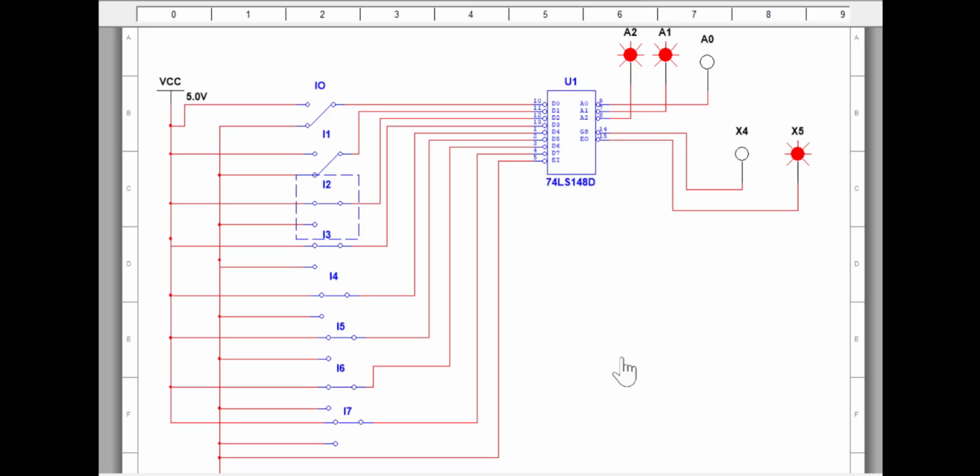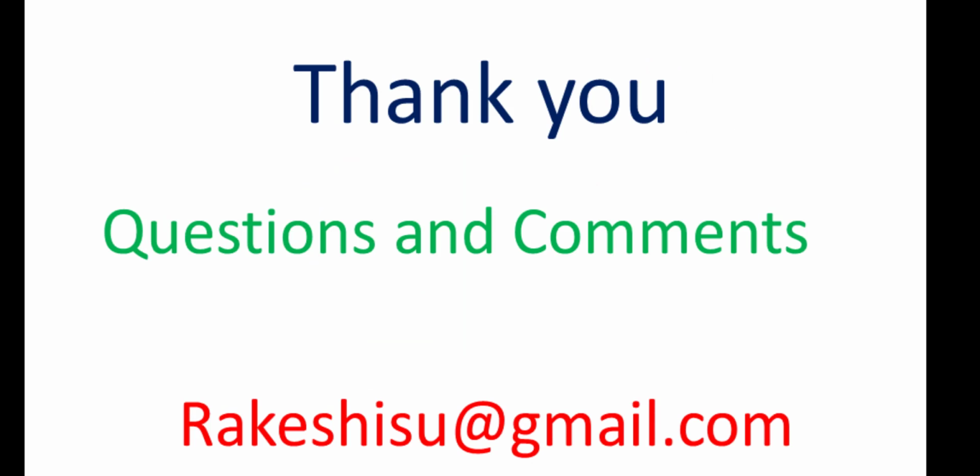So this is how your priority encoder will encode depending upon how your priority is defined. Usually it is defined in a sequential fashion, with the highest magnitude having the higher priority and the lowest magnitude having the least priority. This is all about the 8 to 3 priority encoder. In the next lecture we will see the decoders. Thank you all.